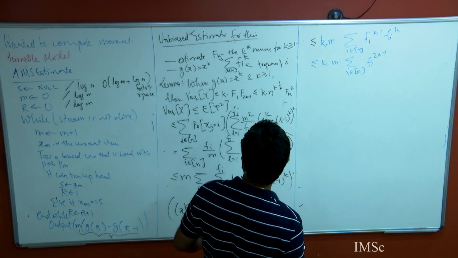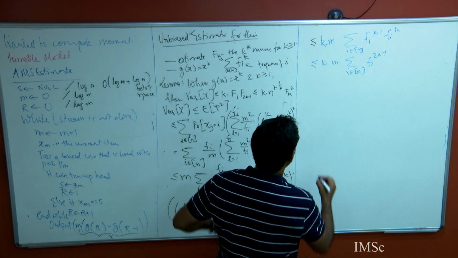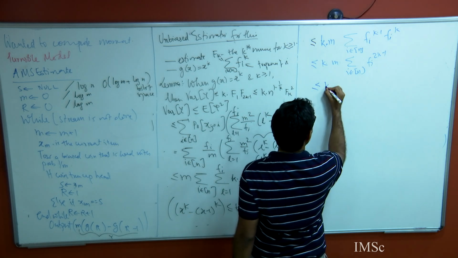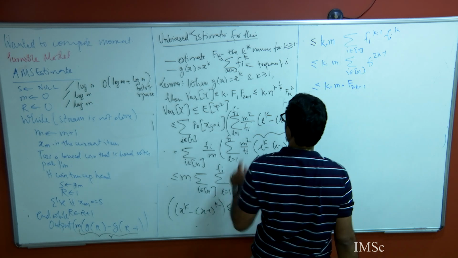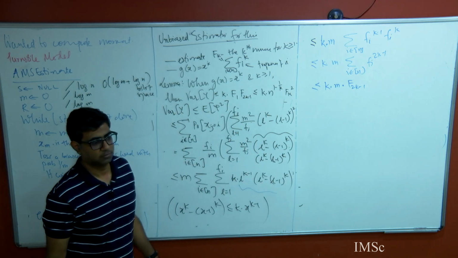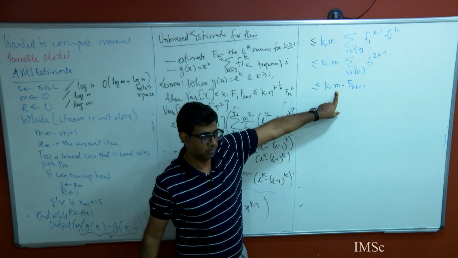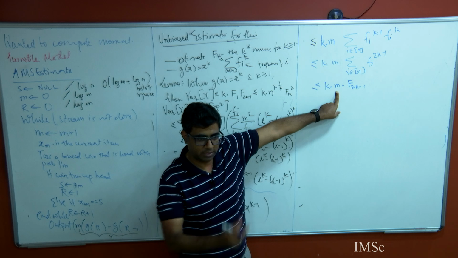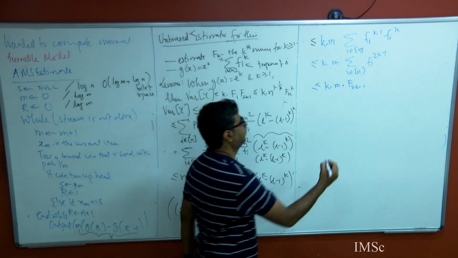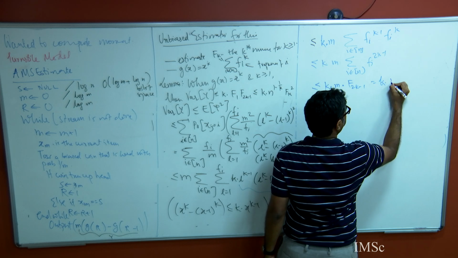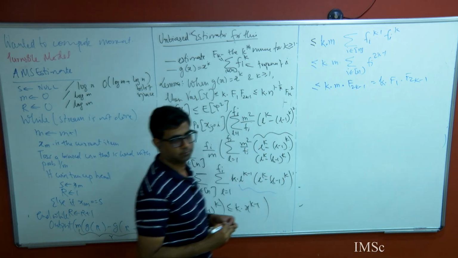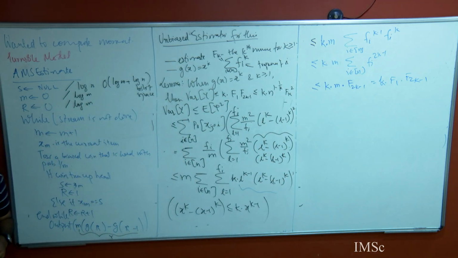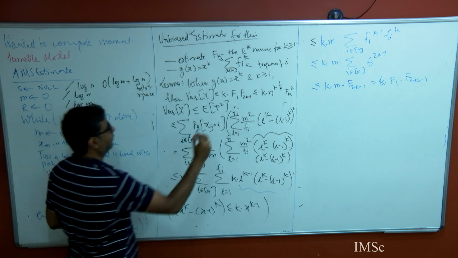So have we achieved the first term, right? This is less than or equal to k times m times f_(2k minus 1). What will be f1? f1 is going to be equal to m, right? Just sum them. So this is equal to k times f1 times f_(2k minus 1). Okay, so at least we have shown this.